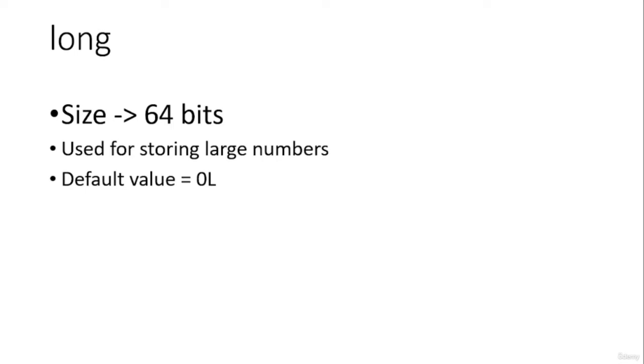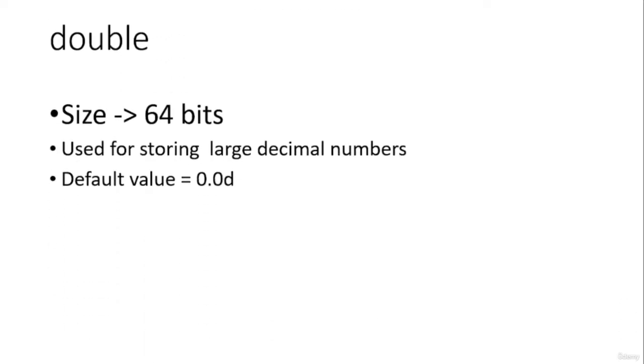And we will discuss the next data type, which is float. Float is used for storing decimal values, so it can hold decimal values, and its size is 32 bits. The default value of float is 0.0f. Next data type which we need to discuss is double. Double is a double precision data type, and it is used to store large decimal numbers or floating point numbers. 64 bits is its size, and its default value is 0.0d.